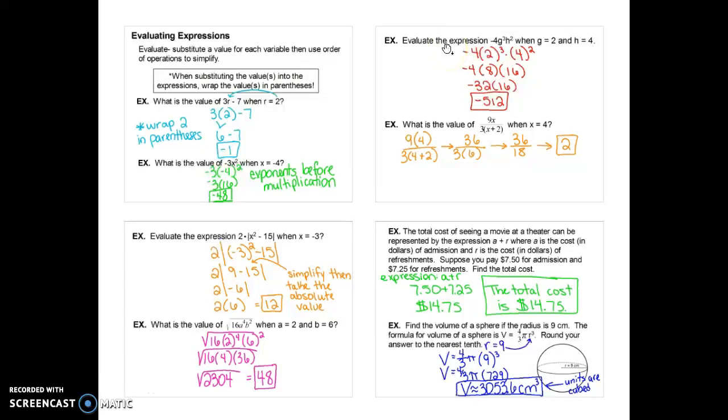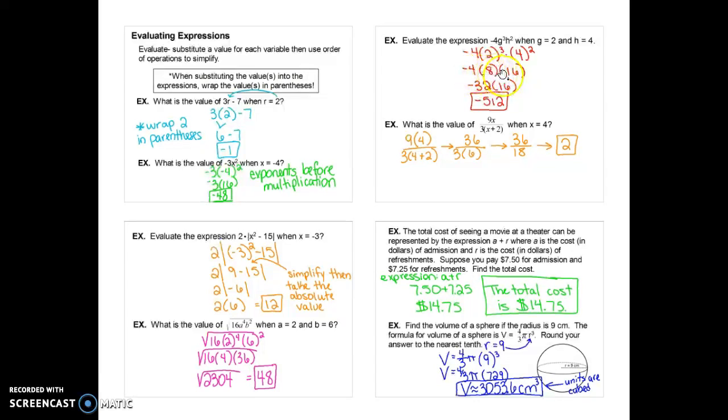I'm then again going to follow order of operations. So exponents have to come first. 2 to the third power is 8. 4 to the second power is 16. Then you're going to carry down that negative 4.